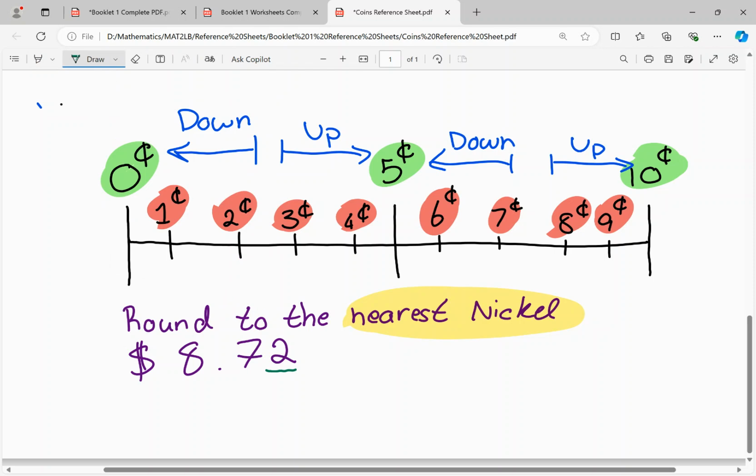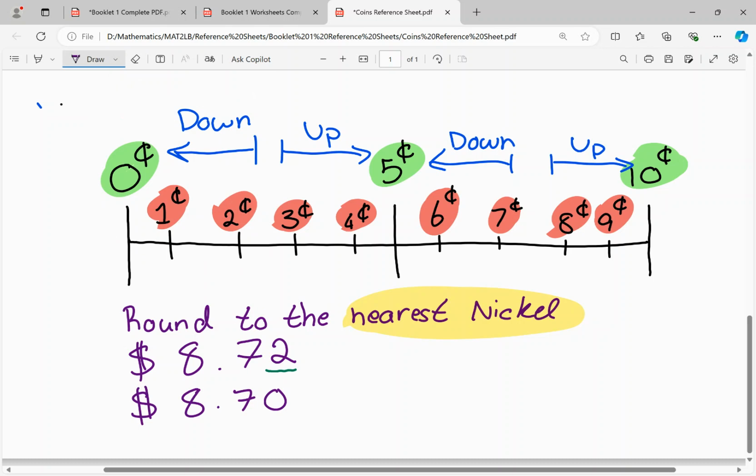So how is this 2 going to change? Well, because it's a 2, it's going to round down to 0, all the way down to 0. The 0 wants to stay there. And what that is going to look like is $8.70, right? That 2 goes down the line all the way to 0.